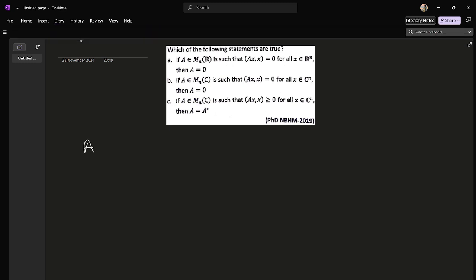If A belongs to M_n(R), I have told that M_n(R) is the set of matrices of order n with all real entries, such that the inner product of Ax, x is equal to 0 for all x belongs to R^n, then what will happen? Then our A will be 0.